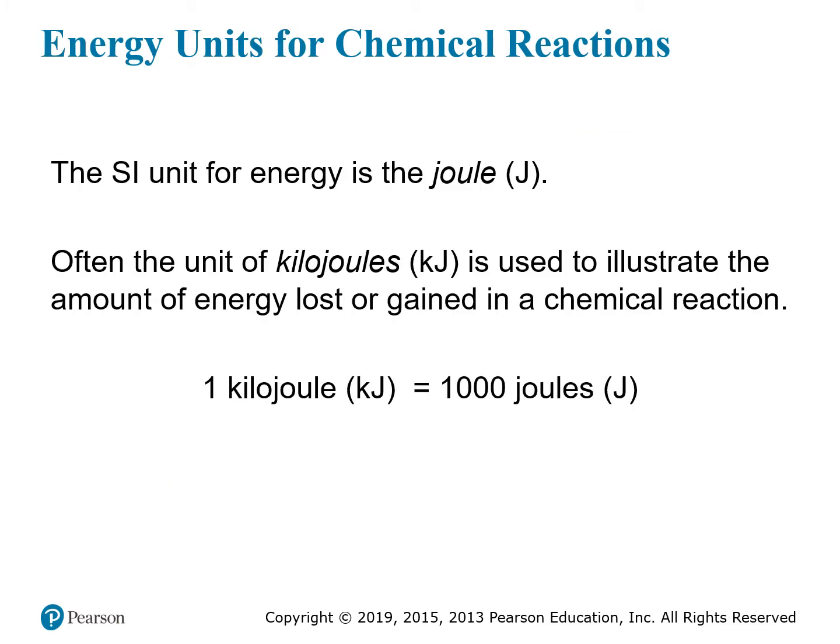So before we go on, it's useful to remember that the SI unit for energy is the joule, and with the metric system, we can always add prefixes, so a much more frequently used unit is the kilojoule. Okay, which is 1,000 joules. So this unit can be used to represent how much energy is either lost or gained during the course of a chemical reaction.